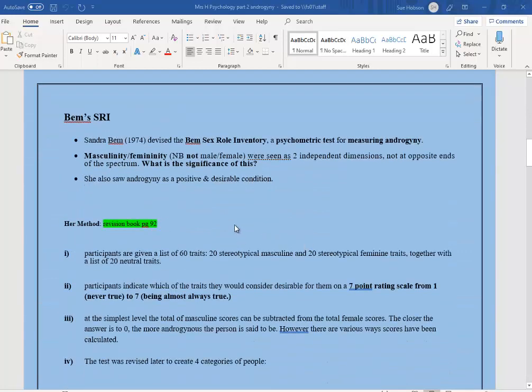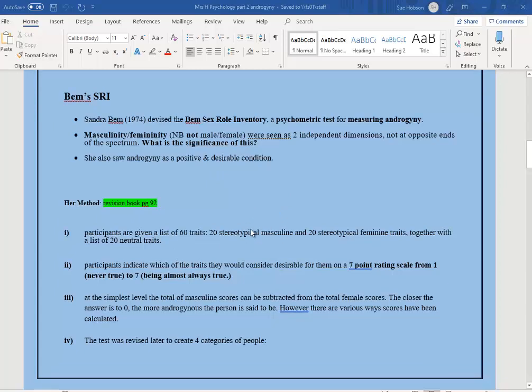So BEM's sex role inventory. A little bit of background. She devised this. It's a psychometric test for measuring androgyny and looking at masculinity and femininity. She saw them as two independent dimensions, not at opposite ends of the spectrum. And why is that significant? Basically it's significant because we're not talking about somebody being only masculine or feminine. In other words, one person, as we've said, could have qualities of both what we've traditionally seen as masculine qualities as well as feminine. And she sees it as a very positive, very desirable condition because it links with mental health.